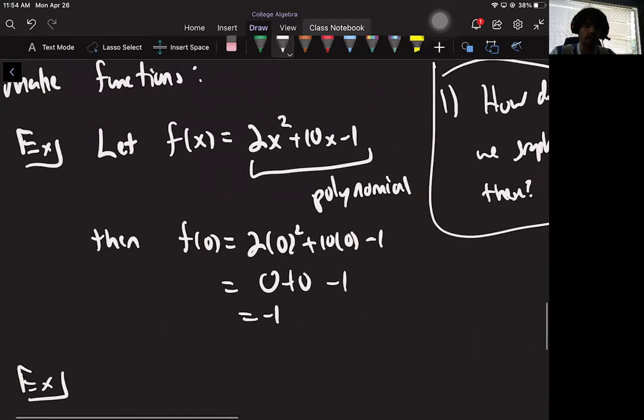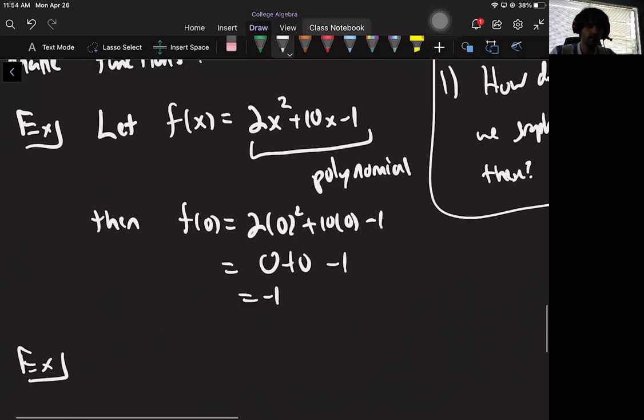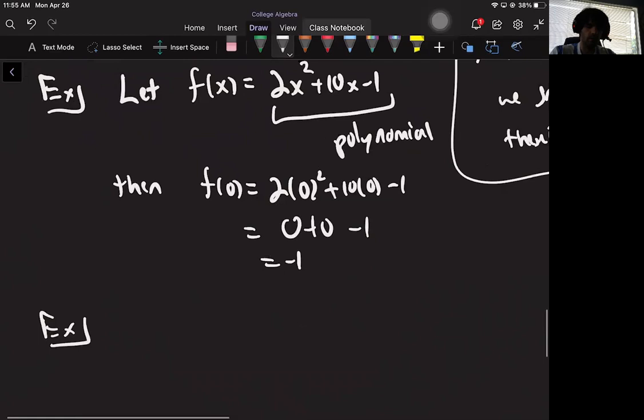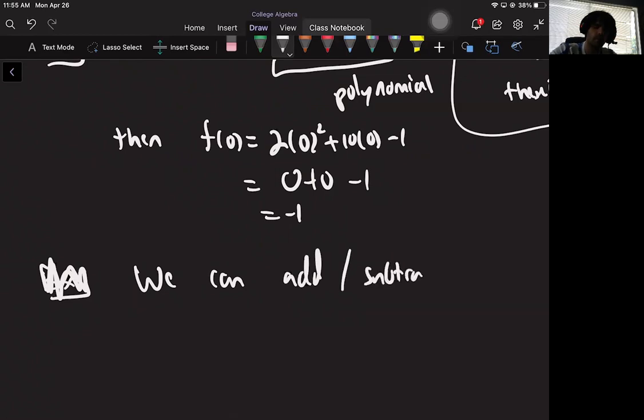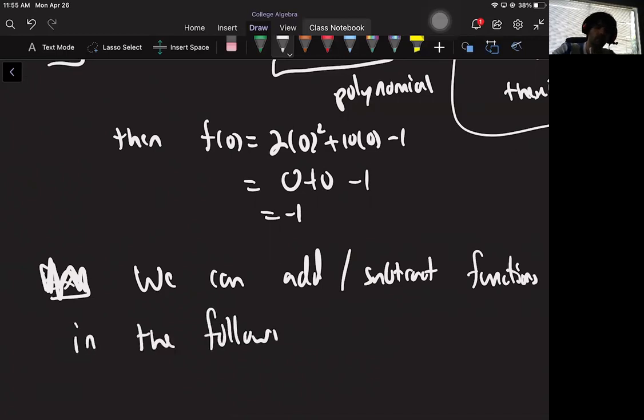Okay, but that's not where we're going yet. For now, we want to connect this back to what we just did, which was adding and subtracting. So we can, this is not an example yet, sorry. We can add and subtract functions, which we haven't done before, in the following way. And then we can practice doing it with polynomials.